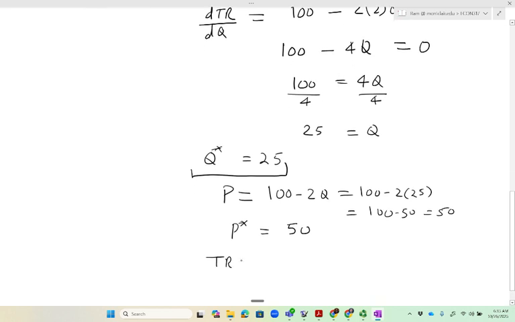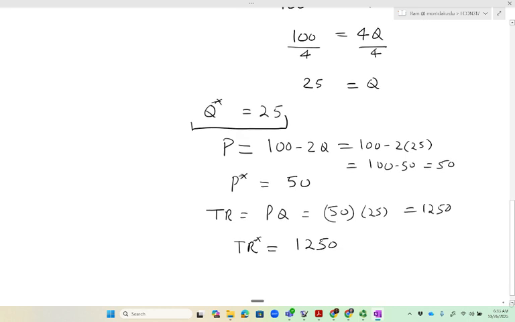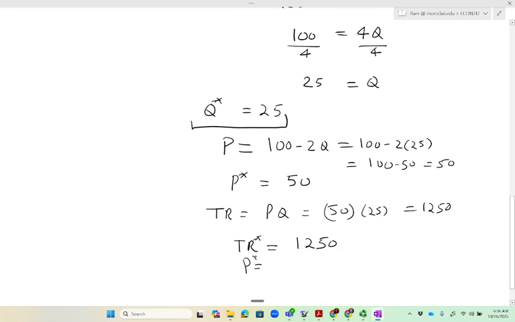And the total revenue is price times quantity. So I have 50 here times 25, 1250. So that's the solution. So total revenue, I will call this star, because that's the maximum revenue this firm can earn by setting price equal to $50 and selling quantity 25. I am putting star everywhere. And that's a good point to stop.